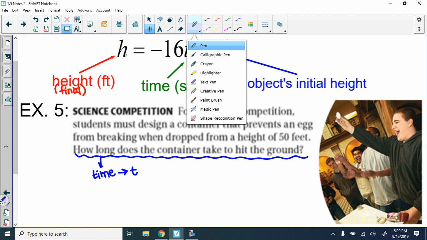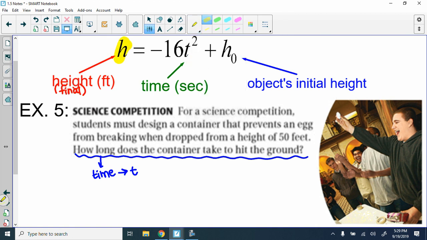That means if we don't know time, we better know height that we're going to end with, and we better know the initial height that we start with. Because we only have one equation here. So if we only have one equation, we can only have one thing we don't know, and that's time.